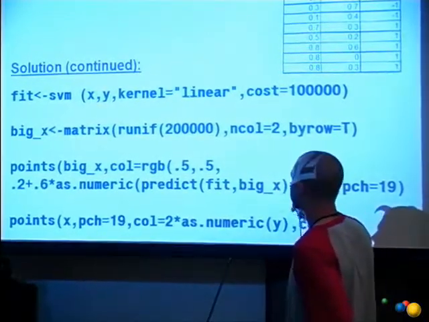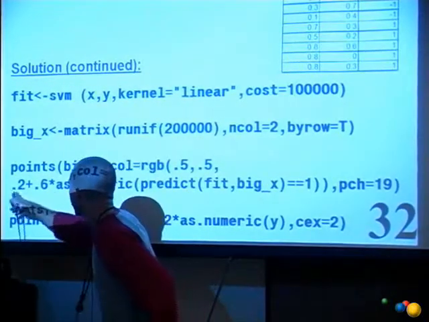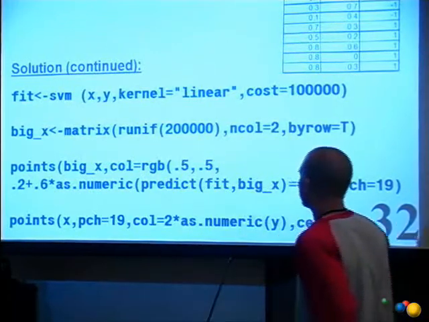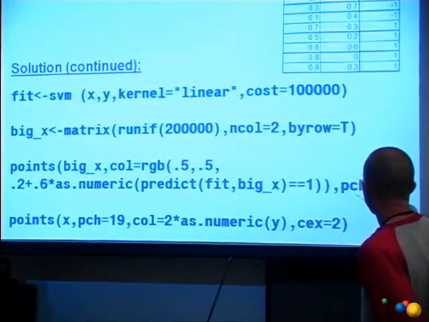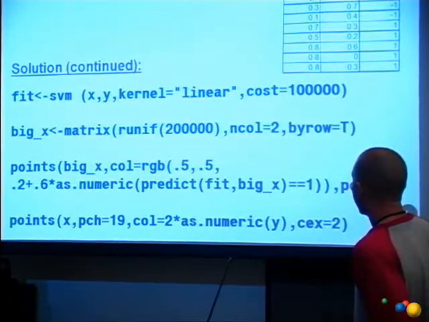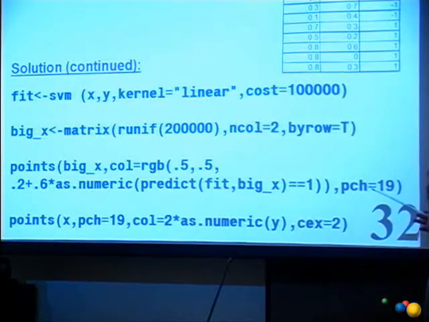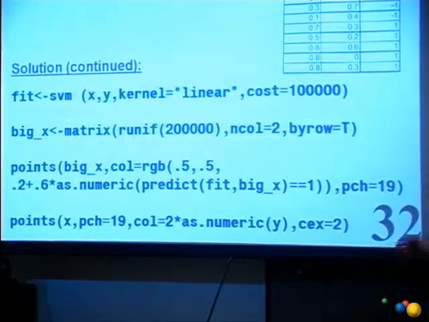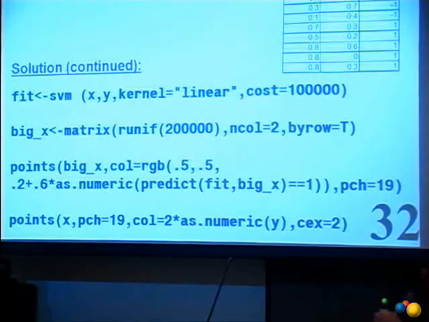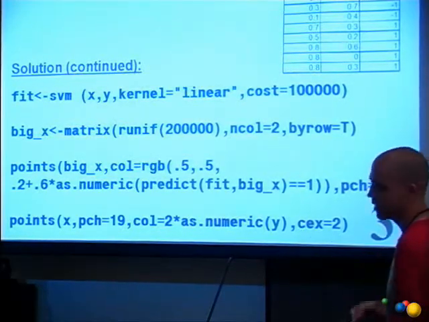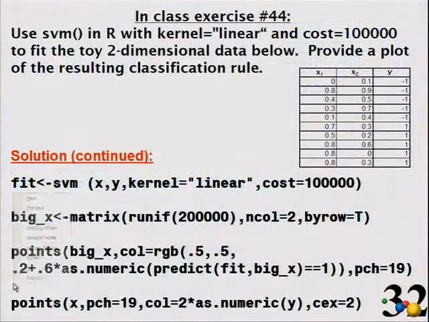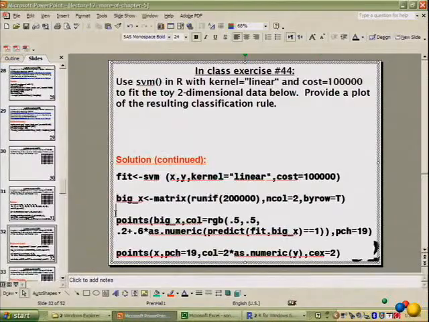When this is false, this is going to be 0, and so my blue is going to be 0.2. So this will give me 2 different colors depending on the prediction, and then the plotting character is 19. Then the final problem is that once I do this, it covers up my original data, so points always puts on top the last thing that you made, so then I just recall the original points command to put my training data back up there.